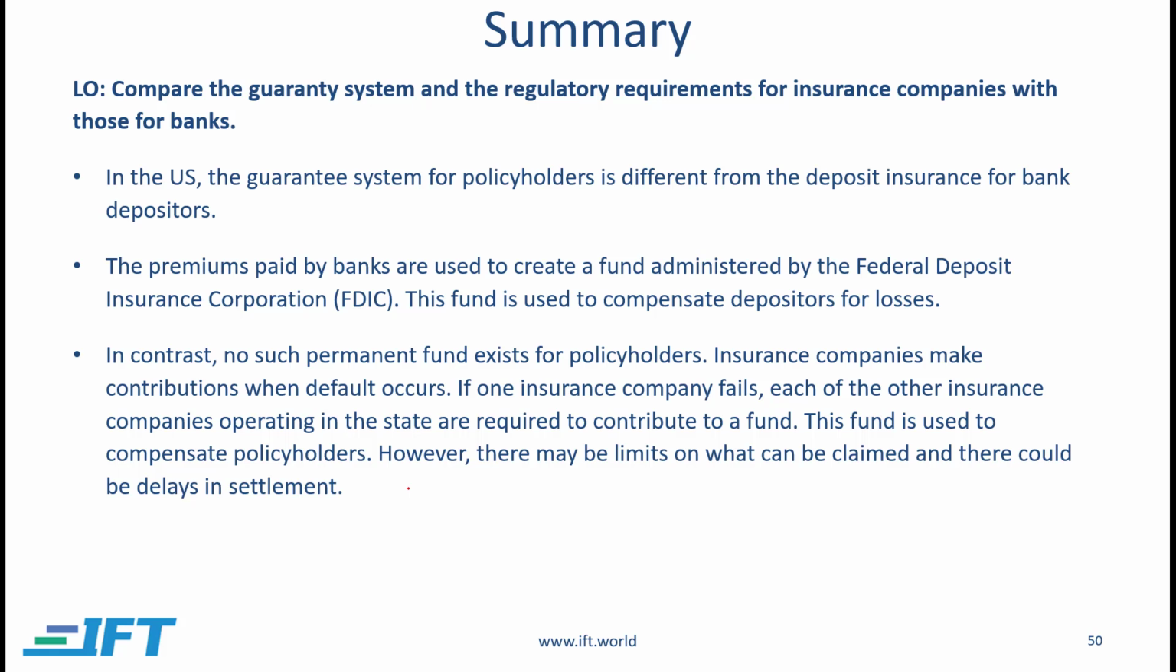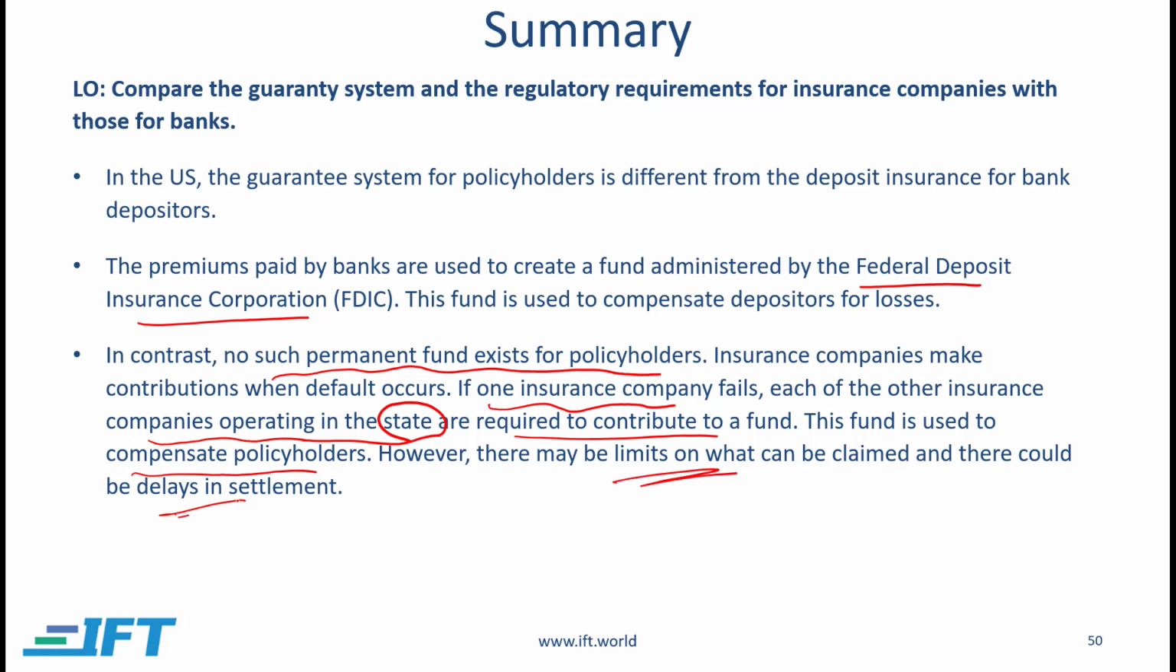In the US, this is done at a state level, compared to banks, which are regulated at a federal level. Also, for banks you have the Federal Deposit Insurance Corporation, but we don't have that for insurance. There is no such fund that exists for insurance companies. What happens at a state level is that if one insurance company goes down, then the other companies operating within that state, only within that state, will start contributing to a fund to compensate the policyholders of the insurance company which has gone down, right? But obviously this is not as good as the Federal Deposit Insurance Corporation, so there are limits on what can be claimed and there will be delays in settlement.